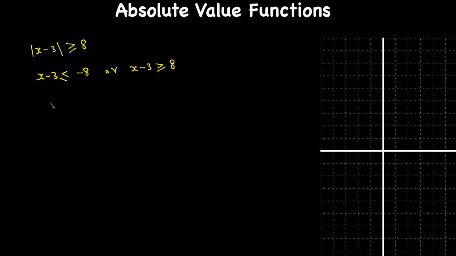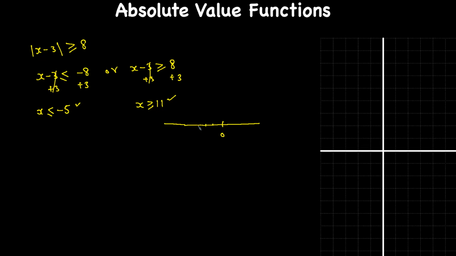Okay, so let's solve them. So add 3 over here. Same thing I'm going to do on this side. So this gives me x less than or equal to negative 5, and this gives me x greater than or equal to 11. Okay, so these are the solutions to this absolute value inequality, and we can check it. And let me draw it on a number line. So this is 0.